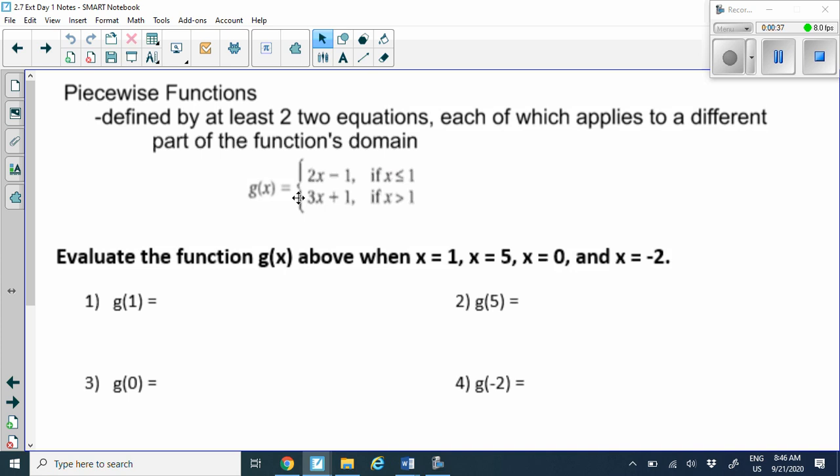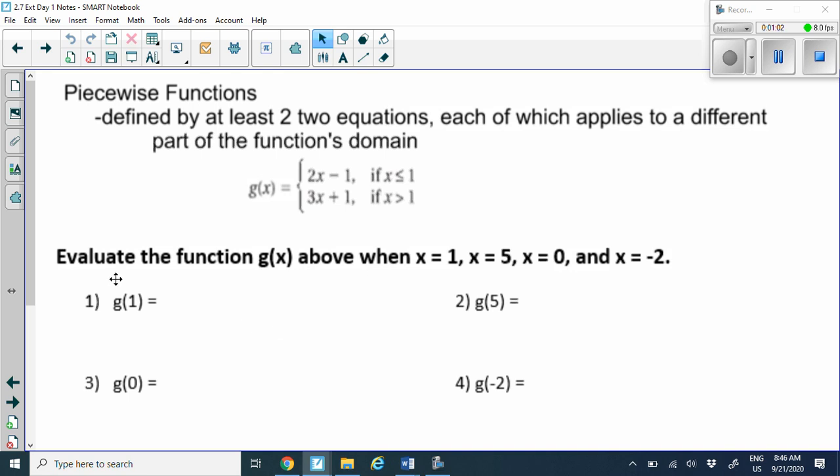Now these equations are going to be linear, and for each equation we have a restriction. This restriction is going to be on the domain. That's why we use x. So meaning that this equation 2x minus 1 is only going to apply when our x values are 1 and less. Here, 3x plus 1 is only going to occur when we have 1 or greater, okay?